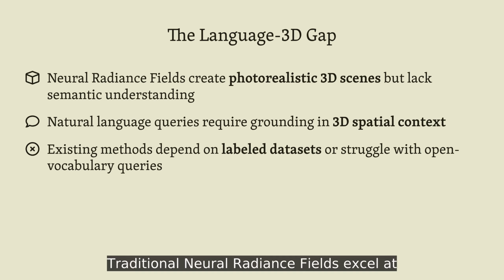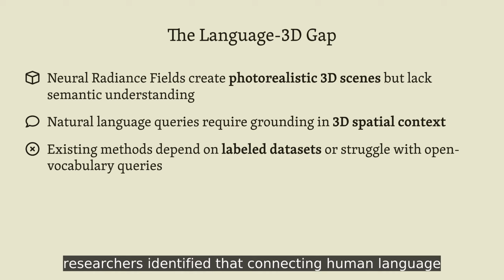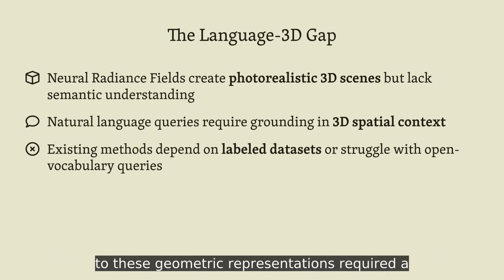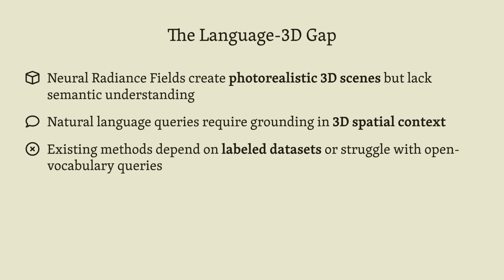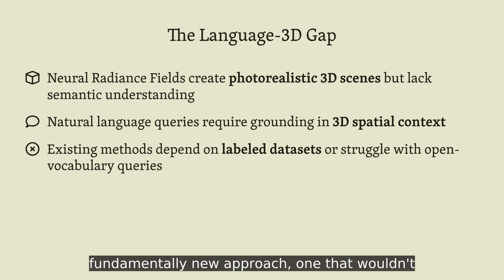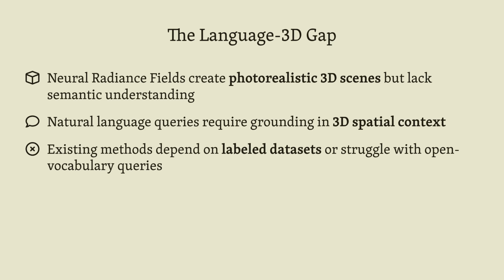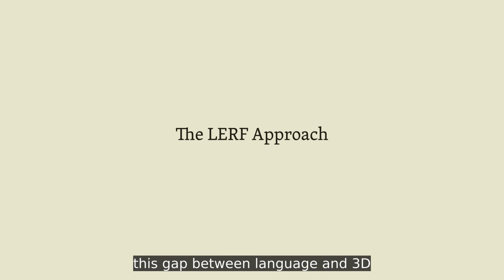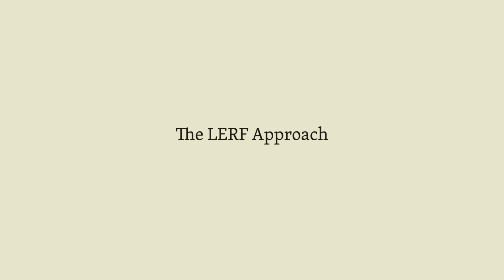Traditional neural radiance fields excel at reconstructing beautiful 3D scenes, but they can't understand what they're showing. The researchers identified that connecting human language to these geometric representations required a fundamentally new approach, one that wouldn't be constrained by predefined object categories. So how did the authors bridge this gap between language and 3D geometry?